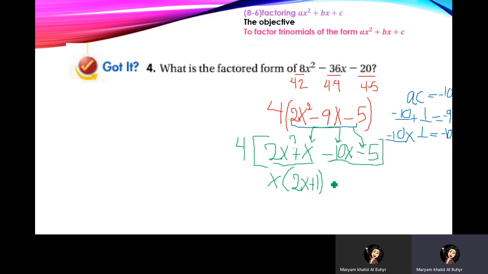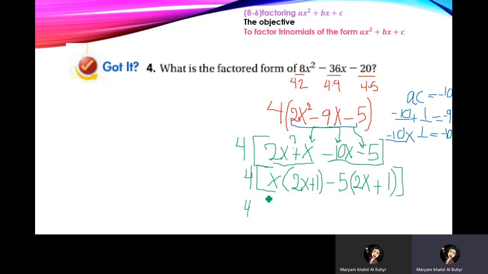Here I can take minus 5. If you take minus 5, the common between them, then the remaining is 2x plus 1. If you want to check, negative 5 times 2x will be negative 10x. Then minus 5 times minus 5 will be plus 1. All this times 4.